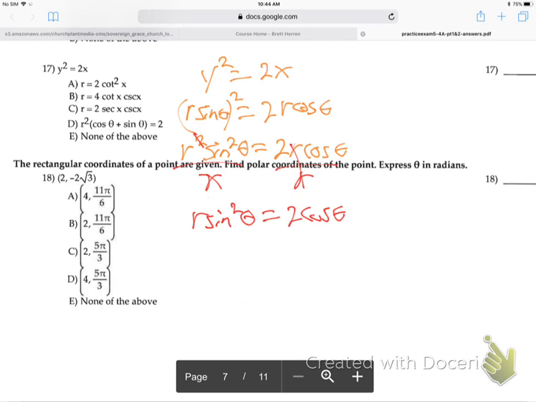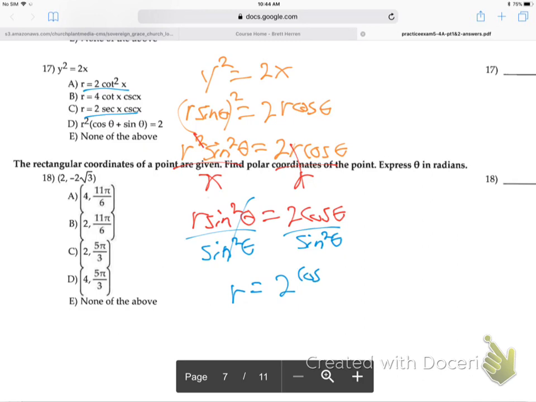And then get r alone, because they got r alone over here. What do you do to get r alone? Divide by sine squared theta. Boom. R equals 2 cos theta over sine squared theta. Now, it's kind of hard to tell which of those answers is right. It's not a 4. It's probably A or B, right? How do you know which one?